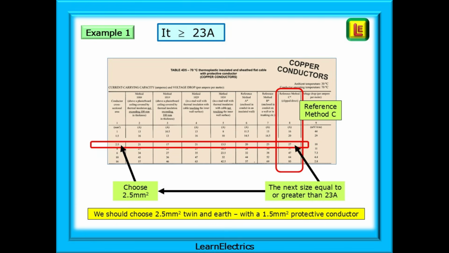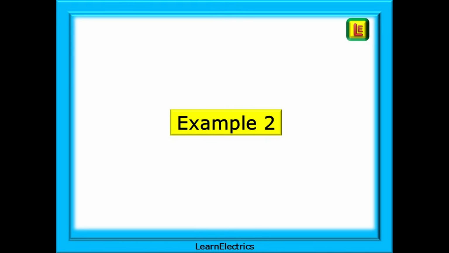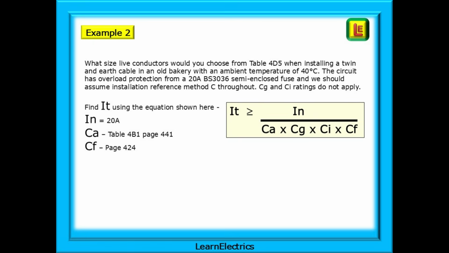Let's do a second example, and this time we will have two rating factors to consider. Now the question asks, what size live conductors would you choose from Table 4D5 when installing a twin and earth cable in an old bakery with an ambient temperature of 40 degrees Celsius?